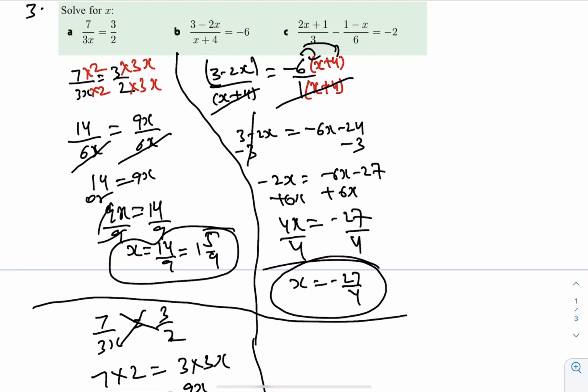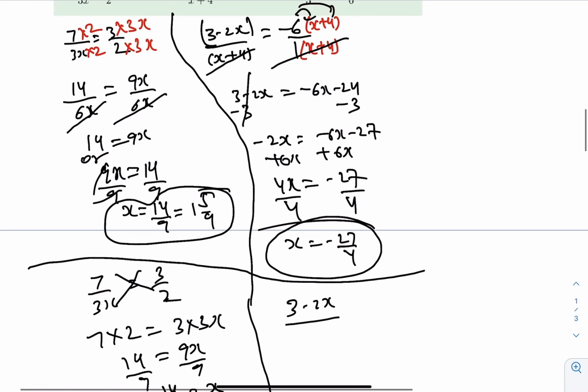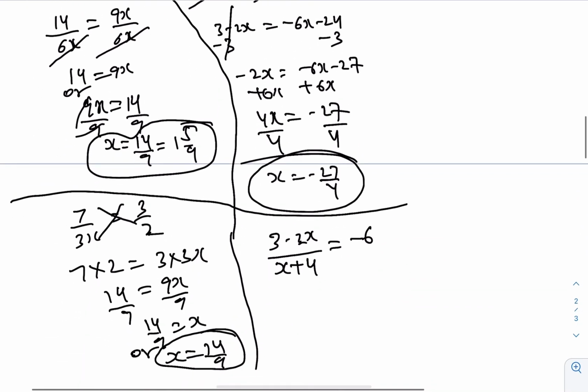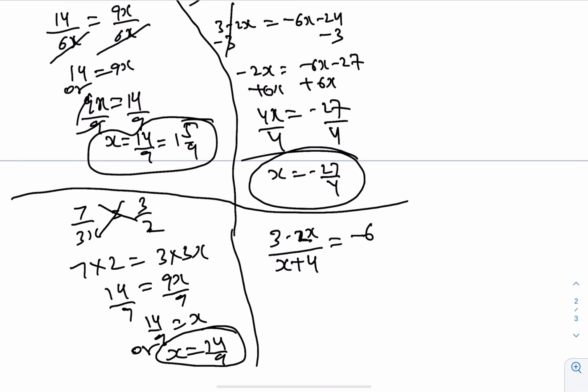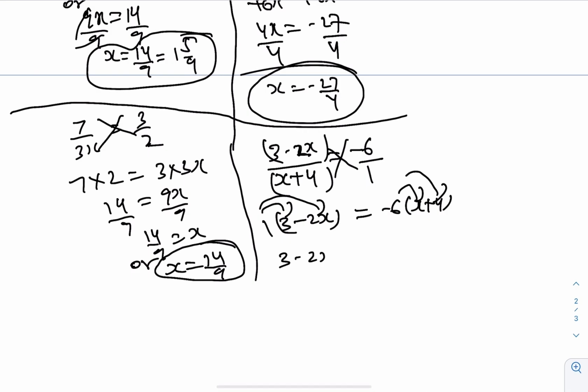So this one is using cross multiplication. So 3 minus 2x divided by x plus 4 is equal to negative 6. So start with negative 6 over 1, brackets around, cross multiplication. 3 minus 2x times 1 is negative 6 into x plus 4. Now multiplying 3 minus 2x by 1 is same, no change. And this is negative 6x minus 24.